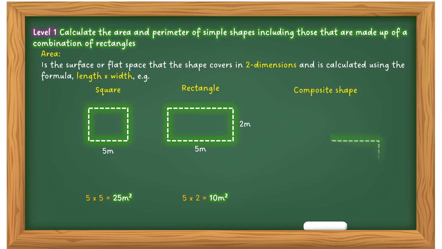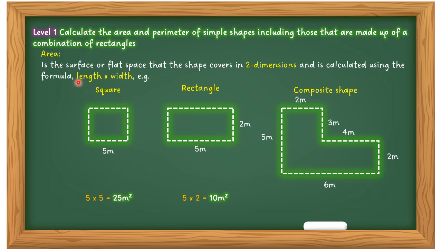Now composite shape, let's look at a composite shape. You can see there's the dimensions of the composite shape. A lot of people look at that and say, oh, I'll never remember the formula and how to calculate that. Well, that's because there is no formula for a composite shape. You have to break it down to the formula you do know. And in this case, you know the formula is length times width.